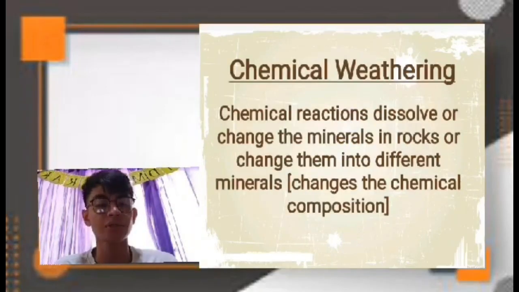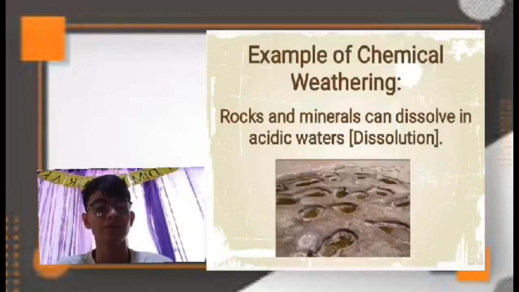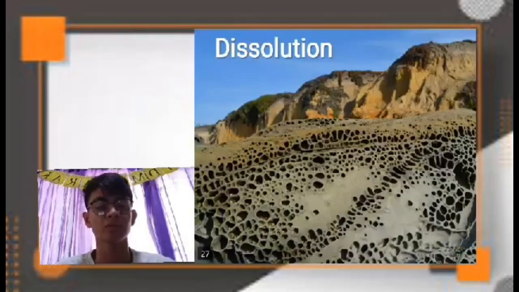Chemical weathering. Chemical reactions dissolve or change the minerals in rock into different minerals. It changes the chemical composition. Example of chemical weathering: rocks and minerals can dissolve in acidic water. Dissolution.